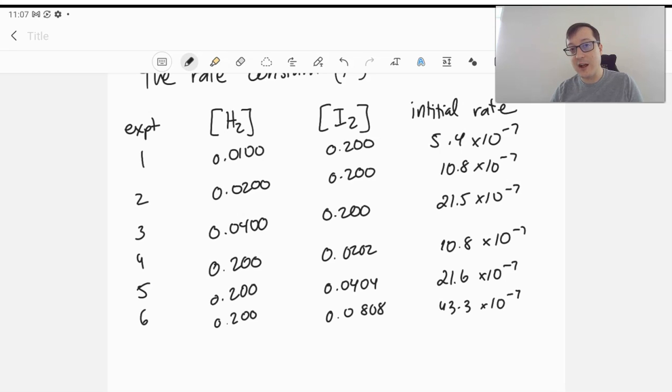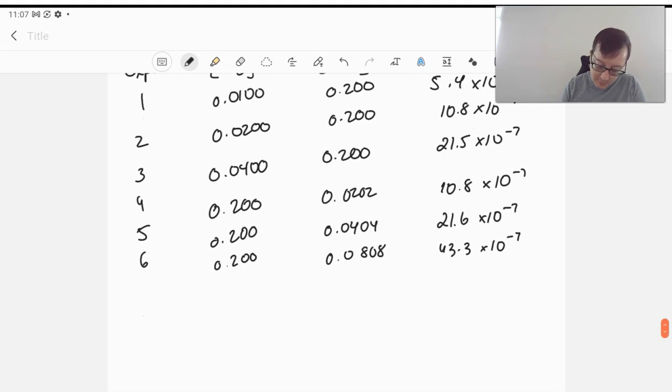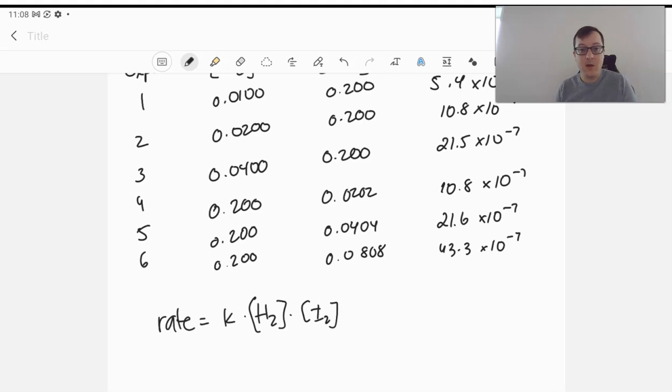Remember, once we figured out our exponents, we have our official rate law. And that means we can actually plug in any of these values to determine that. We can take any experimental set, and we should come up with the same constant for each one. So we saw that the rate was equal to k times [H2] times [I2] for this reaction. And so it's simply a matter of plugging things in.